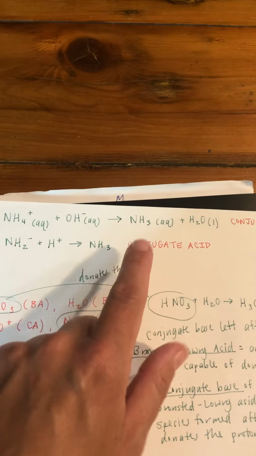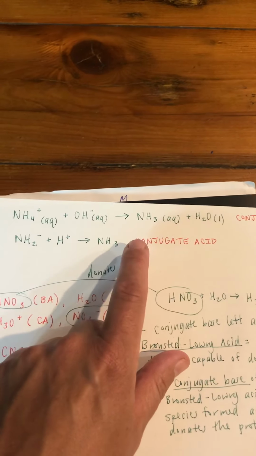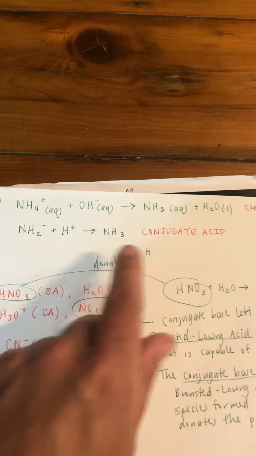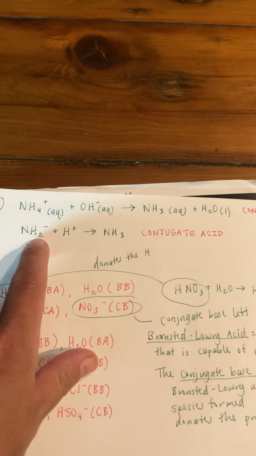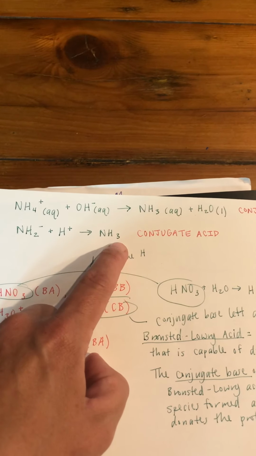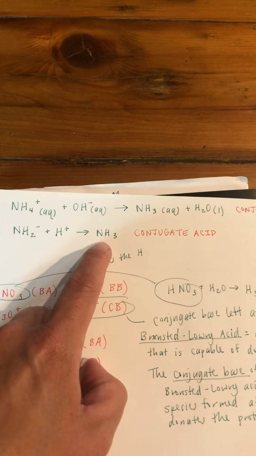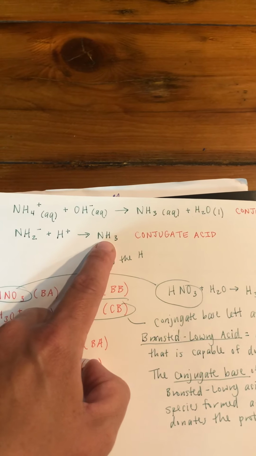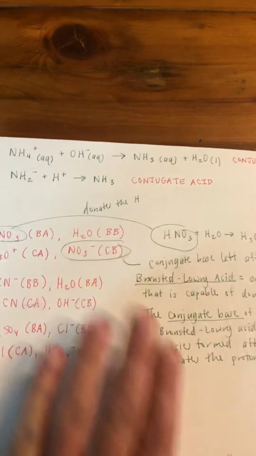Here, the conjugate acid is what would remain after accepting a hydrogen. So here, the NH2 adds on a hydrogen to become NH3. So in this equation, NH3 is a conjugate acid. It results from hydration of that.